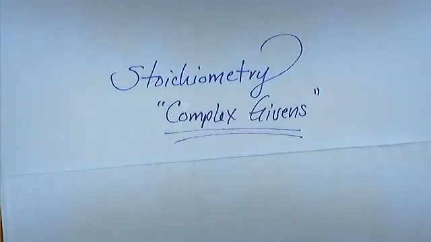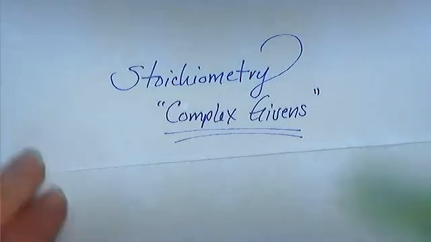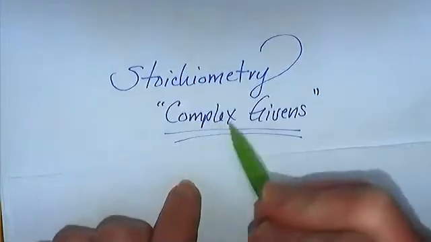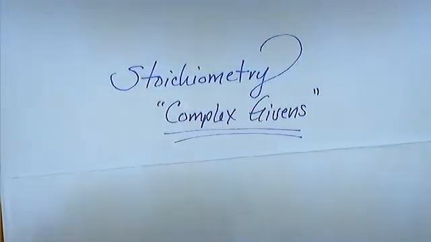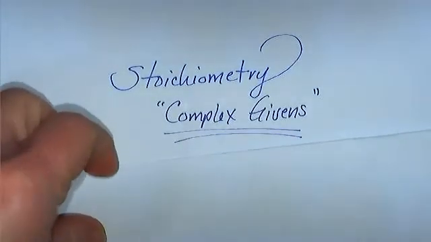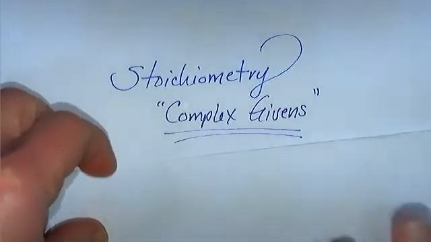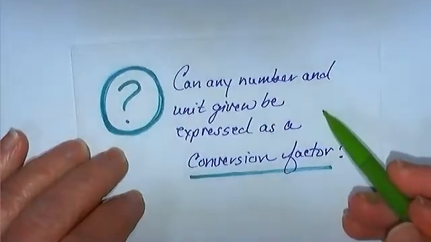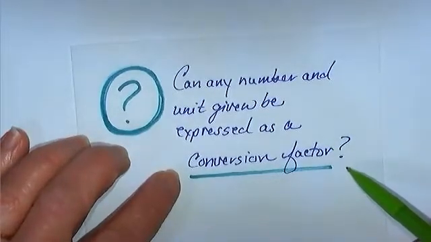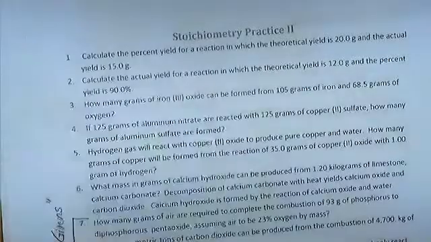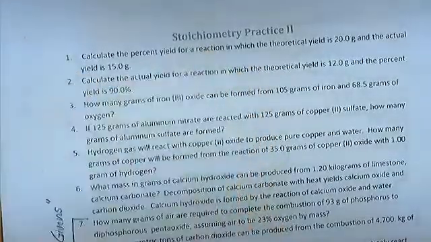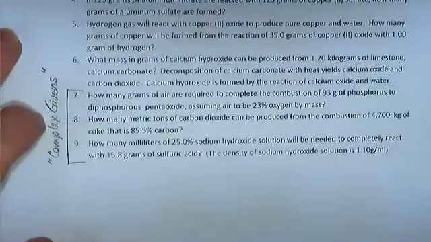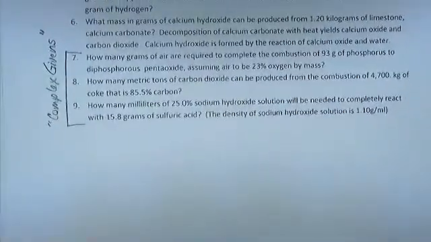Now begins a second video dealing with stoichiometry problems where we're given more complex information to start with. If you remember from the first video, the key to this is once we get down all of our givens, can any number and unit given be expressed as a conversion factor? So we are going to continue with the Stoichiometry Practice 2 worksheet, problems 8 and 9, and learn what we can learn from those. And so we're going to start with problem 8.